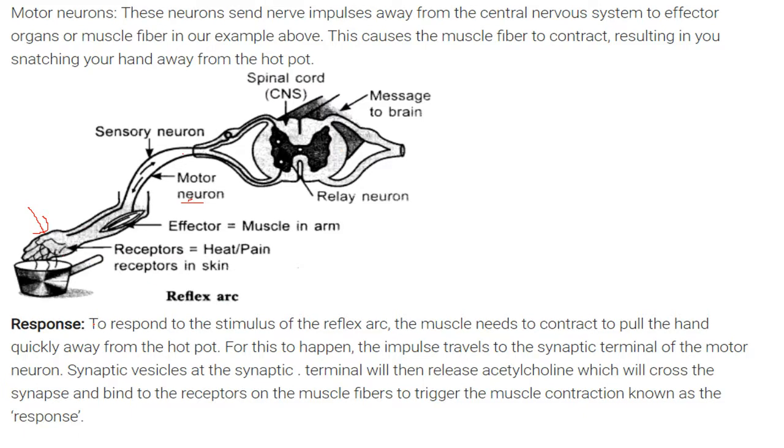Now, the response to a stimulus in the reflex arc: the muscle needs to contract to pull the hand quickly away from the hot pot. For this to take place, the impulse travels to the synaptic terminal of the motor neuron, and synaptic vesicles at the synaptic terminal release acetylcholine, which crosses the synapse and binds to receptors on the muscle fibers to trigger muscle contraction. This is the response, which is the reflex action.